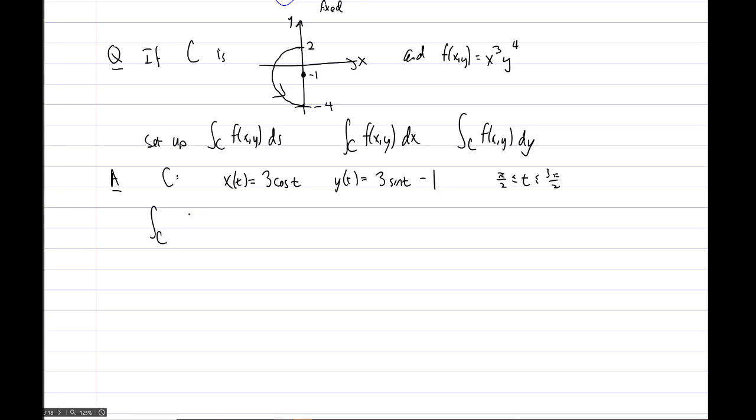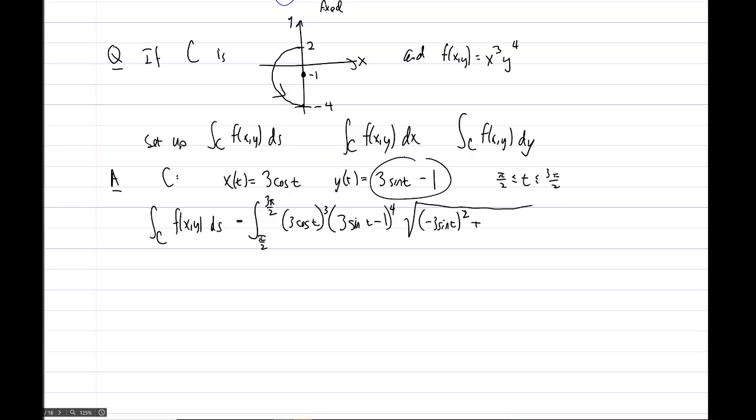The integral over C of f of x comma y ds should be the integral for t values from pi over 2 to 3 pi over 2. We should now write down x cubed y to the 4th, but we need to plug in 3 cosine of t and 3 sine of t minus 1. So we'll have 3 cosine of t to the 3rd, and 3 sine of t minus 1, which replaces y, raised to the 4th. And then the ds is going to be the square root of the derivative of 3 cosine of t, so -3 sine of t, squared.